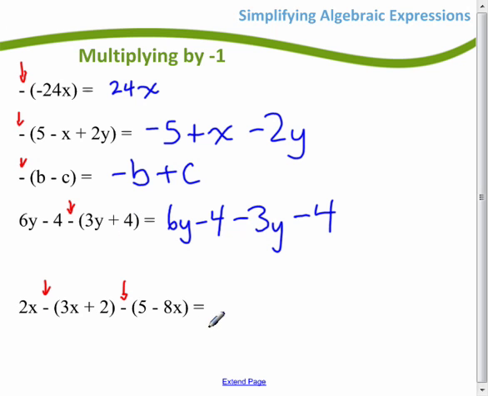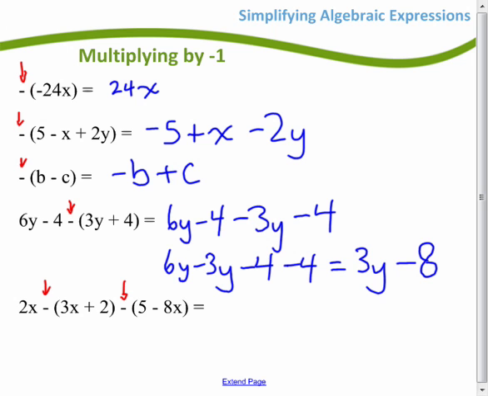Okay, and lastly, I guess we didn't collect like terms here. We should do that. So 6y minus 3y, and then I'd have a minus 4 minus 4. And 6y minus 3y is 3y. Minus 4 minus 4 is a minus 8. Careful with those where you think, oh, that's just 0. Careful and just go through your rules of adding or subtracting integers to make sure you're coming up with the right answer.